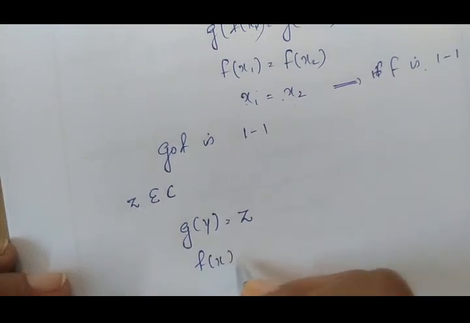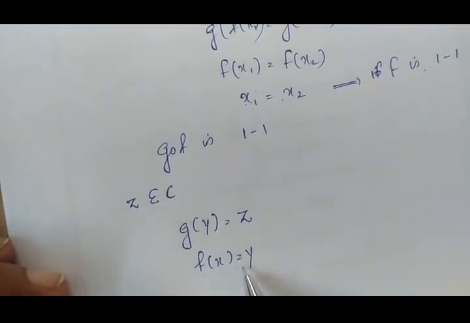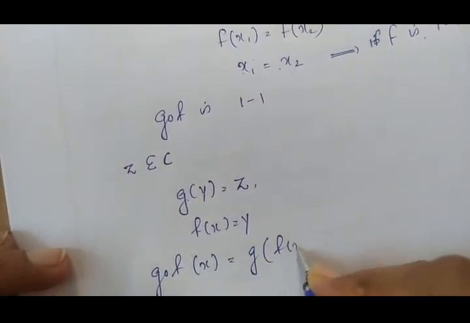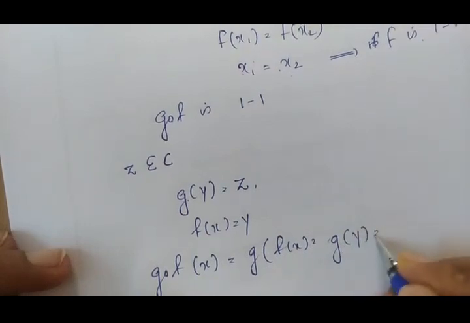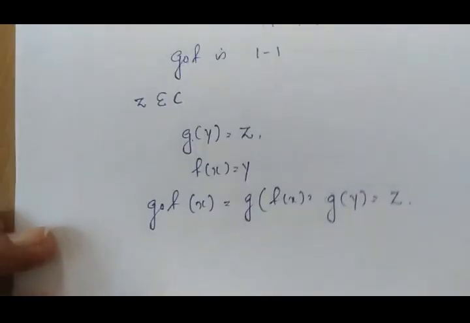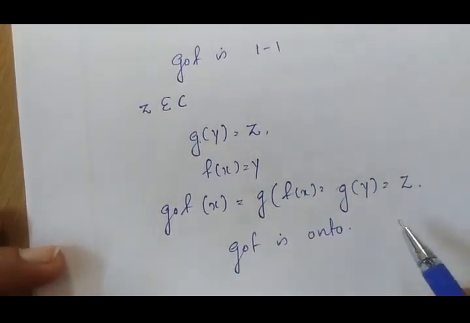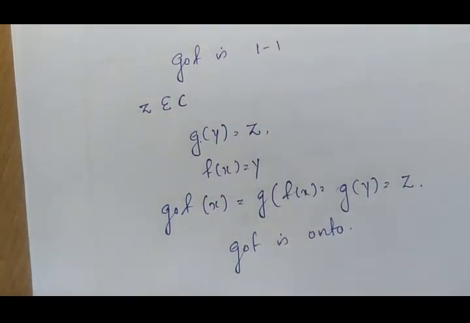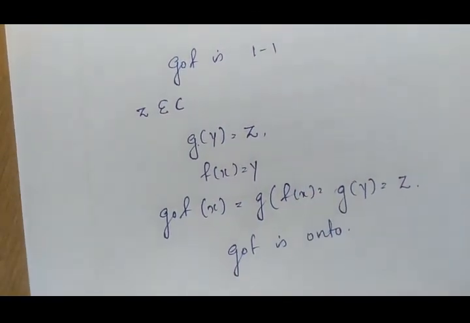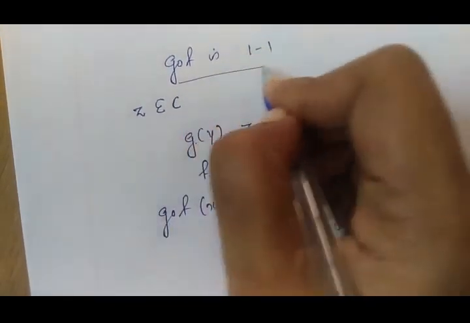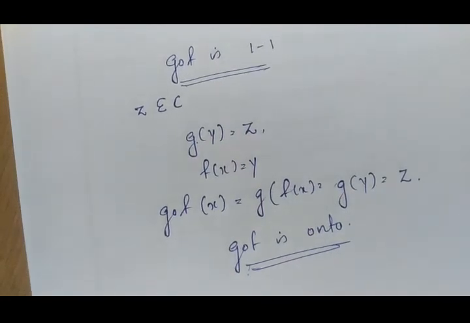So f of x is equal to y, the reverse processing. f of x is equal to y, so g of y is equal to z. Then g∘f of x is equal to g of f of x, which is equal to g of y, which is equal to z. From this statement we can say that g∘f is onto, that is, each element of C is participating in this function. So g∘f is onto, and g∘f is 1 to 1.